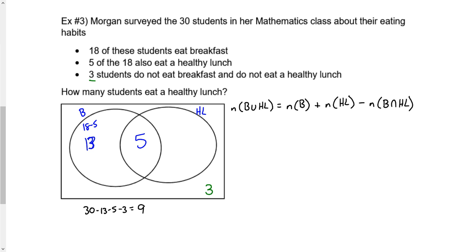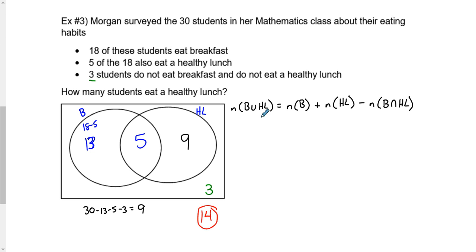Yep. Our final answer, though, how many students eat a healthy lunch? 14, because it's 5 plus 9. I just want to draw yourself back to the equation, just because we're going to have to be really comfortable with it for our next section.